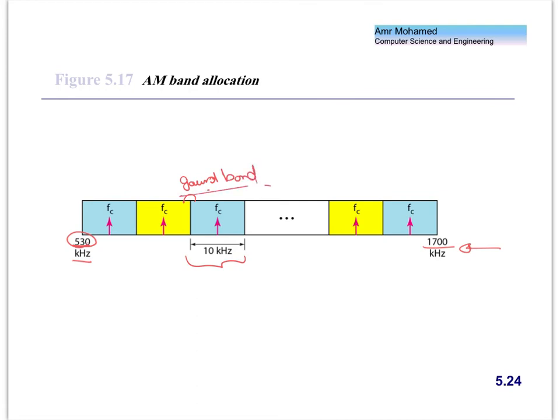What we call guard bands. Why guard bands? Because remember again, the filtering at the receiver side is not perfect. So the filtering is not ideal. So you have to give some guard band so that at the receiver side you can receive the station without interfering with the other stations. Right. So that's why we have 1 kilohertz on either side of each station, so that we account for the guard band. So that's why the 8 kilohertz becomes 10.